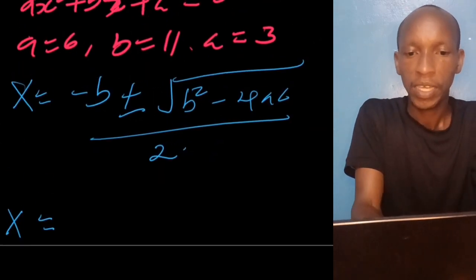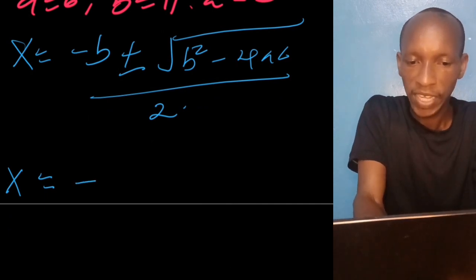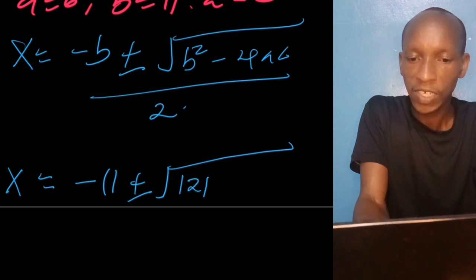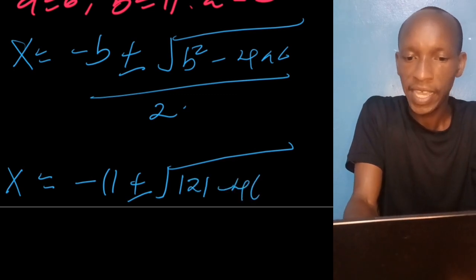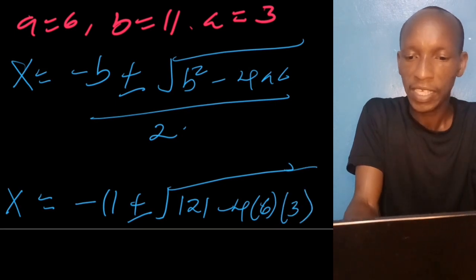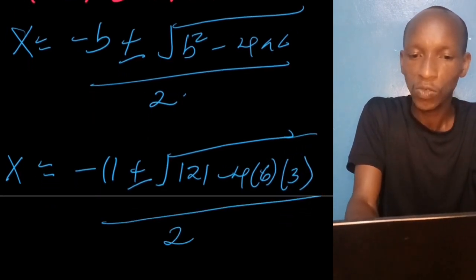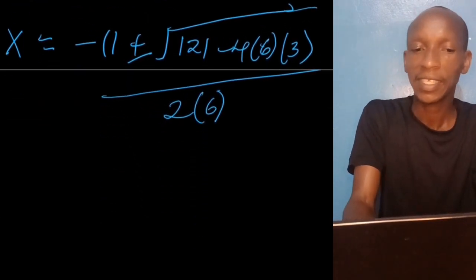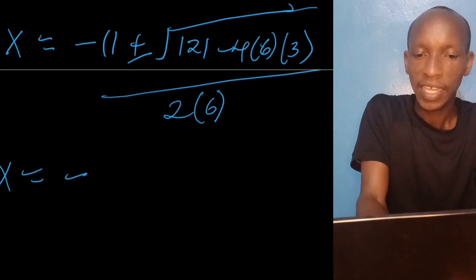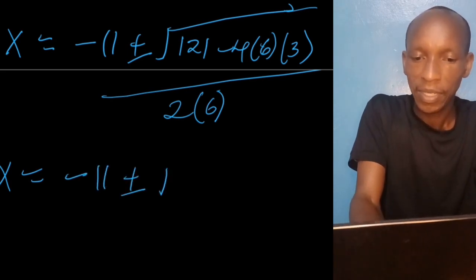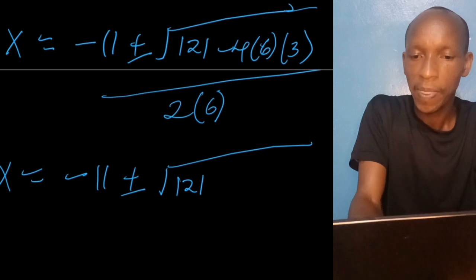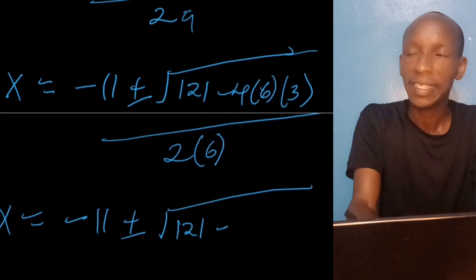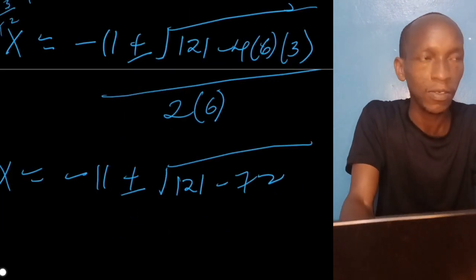X is now going to be, b is 11, and we're talking about -b, so therefore -11 plus or minus the square root of 11 squared, which is 121, minus 4 times a, which is 6, and our c is 3, and then everything divided by 2a, and our a is 6, so 2 times 6. So therefore x is going to be -11 plus or minus the square root of 121 minus 4 times 6. 4 times 6 is 24. 24 times 3 gives you minus 72.